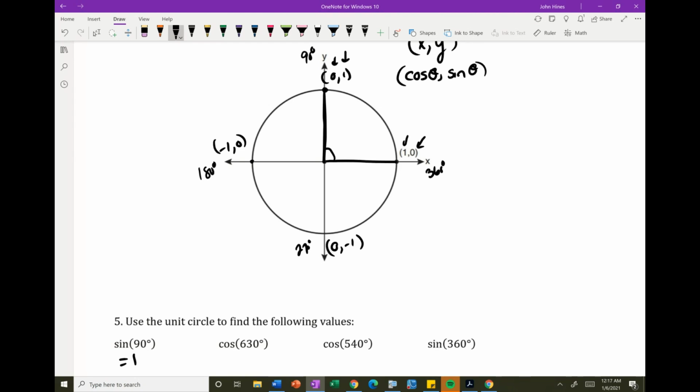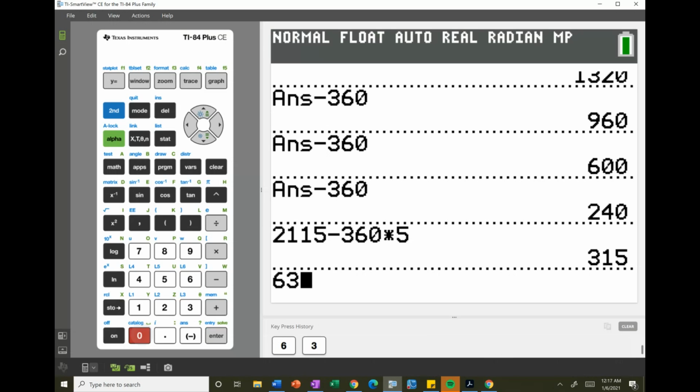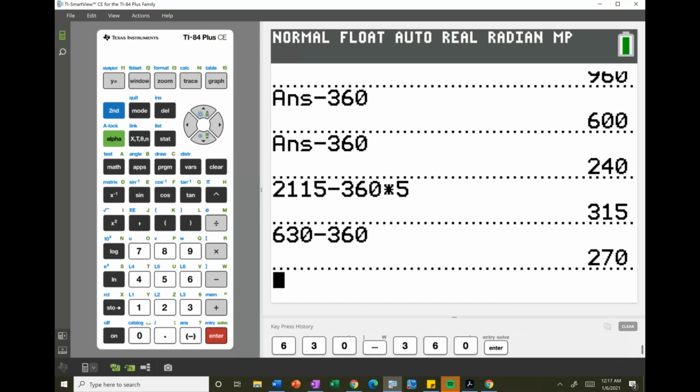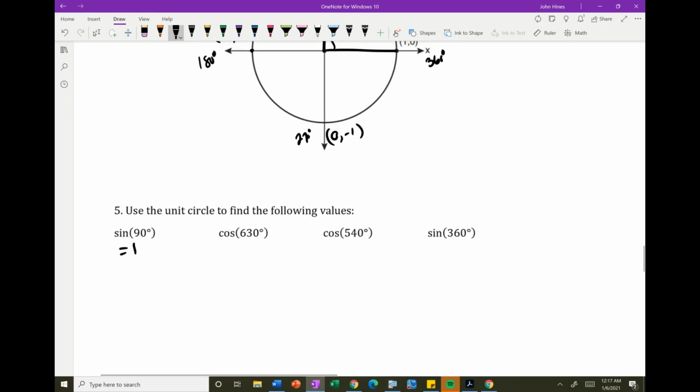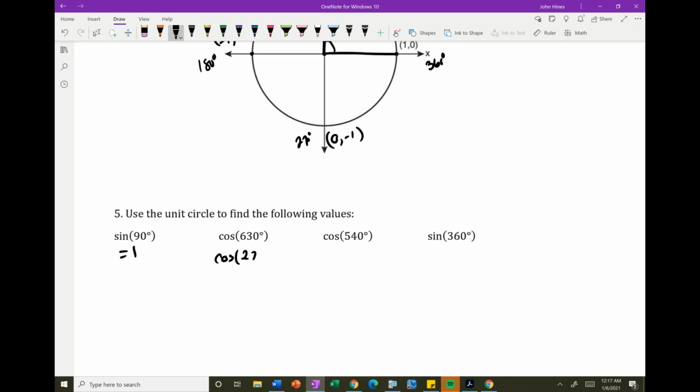The cosine of 630, well, 630 is too big for me, so it's really 270. So I really need to find the cosine of 270 here. Cosine is, it's alphabetical, x, y. Cosine is x, so it equals 0.